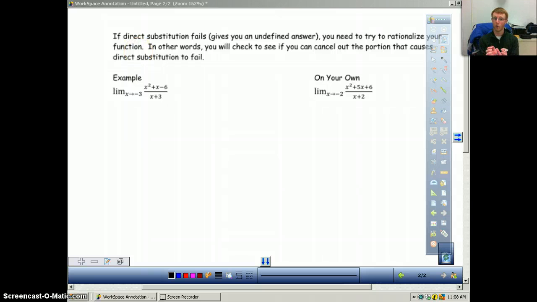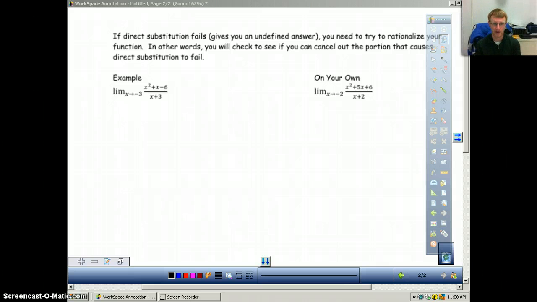In other words, we're going to try and see if we can cancel something out. So if we can cancel out the portion that causes the direct substitution to fail, then we can still use direct substitution at the end. What does that mean? Well, because x is approaching -3, if we were to try and plug -3 in here, we would get 0 on the bottom. That doesn't give us an answer.